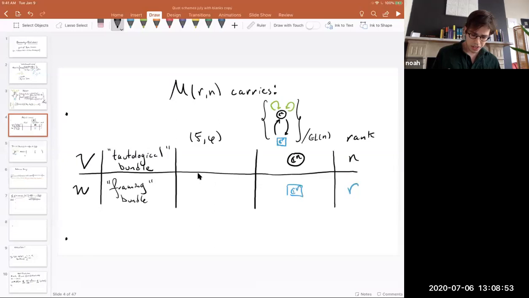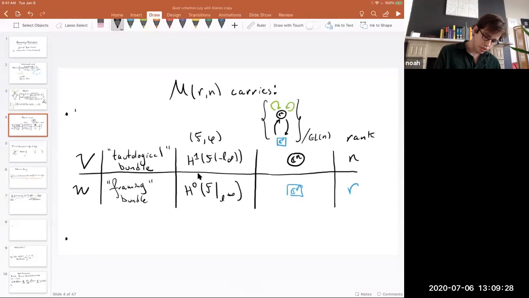This won't be so important for our purposes, but you can also write down what these are in the sheaf description. Maybe I'll be off by a dual here, so I could be writing down the dual, but it's not too important. Recall this GL_n acts at the framing node, and so this V is some topologically non-trivial bundle.